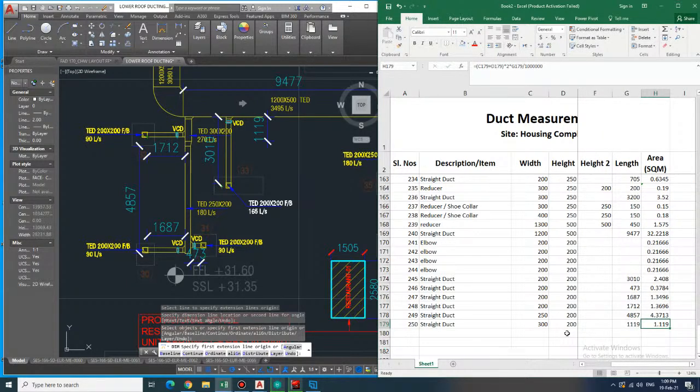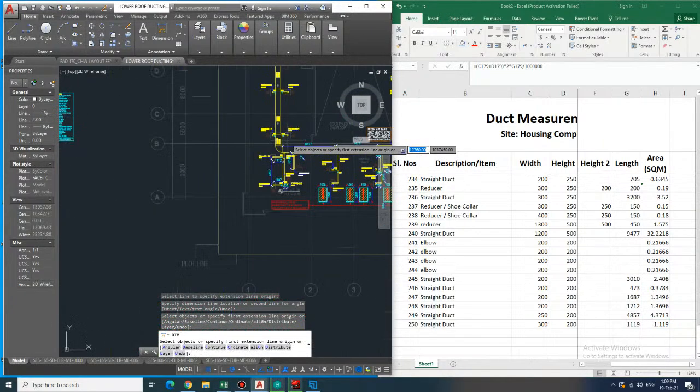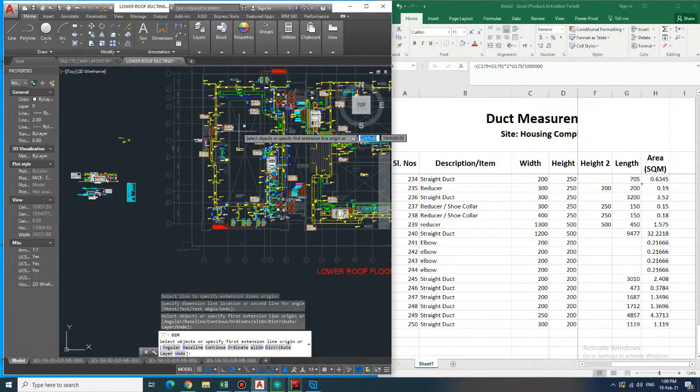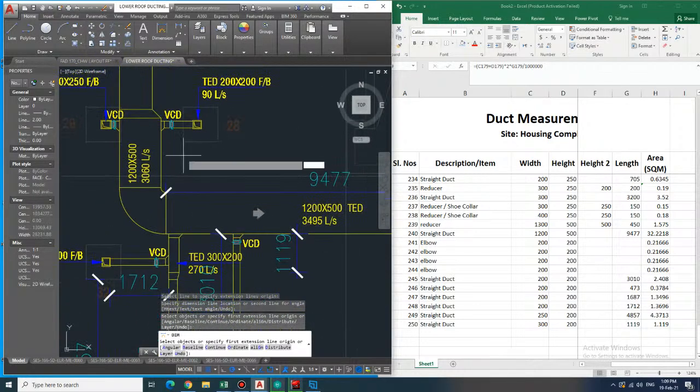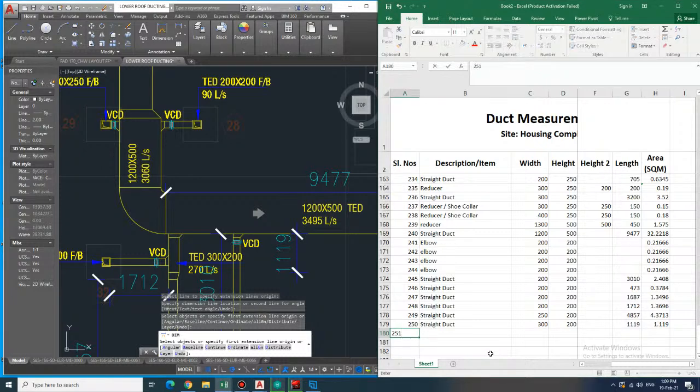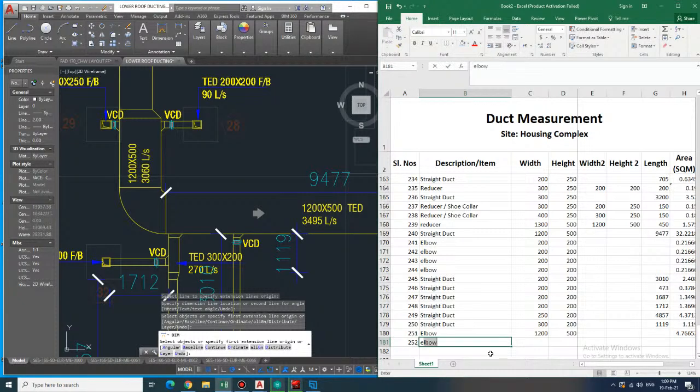Up to here we finished, and we're going to this much of the balance. So we'll take this one elbow, going to the 251 elbow, 1200 by 500. Where is the elbow? Will come here. I update to here. 252 again elbow. Why again elbow? Straight duct, 1200 by 500. The equation is coming automatically.